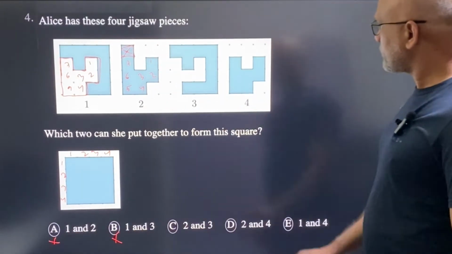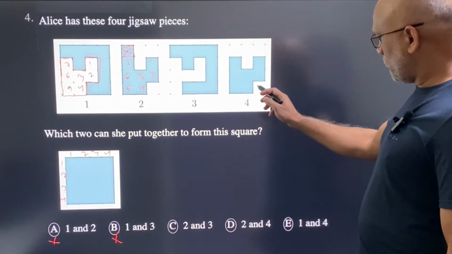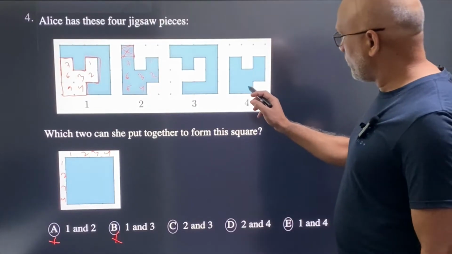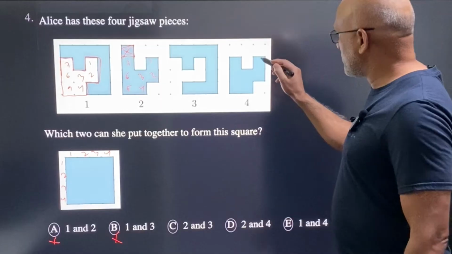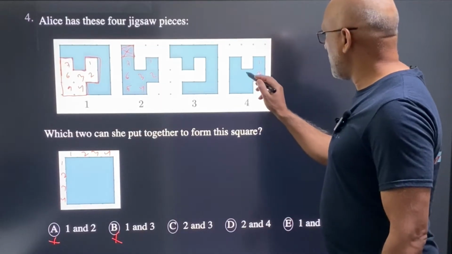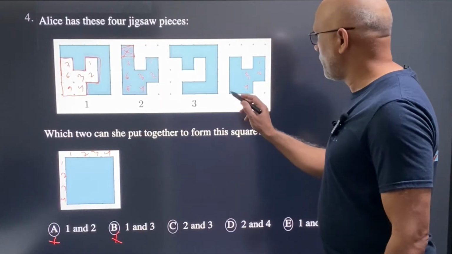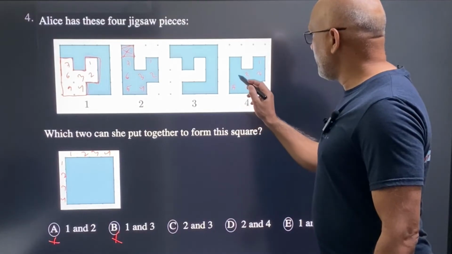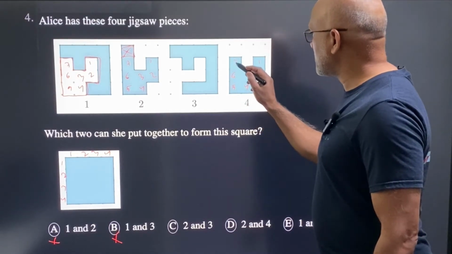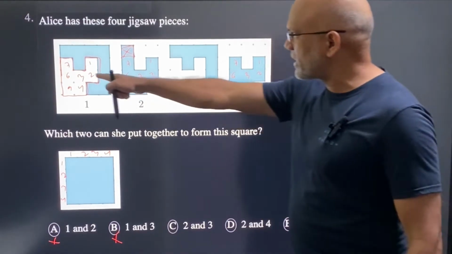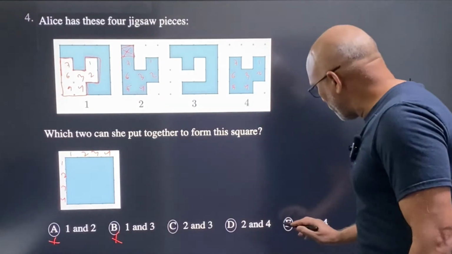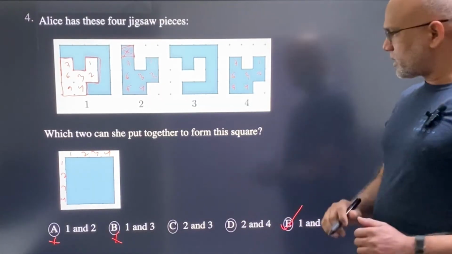Okay, now let's check with 1 and 4, because 4 looks similar to what I need here. So this can be 1, 2, left of that is 3, below that is 4, left of that is 5, above that is 6, above that is 7, right? So this matches exactly that. So 1 and 4, then E is the correct choice.